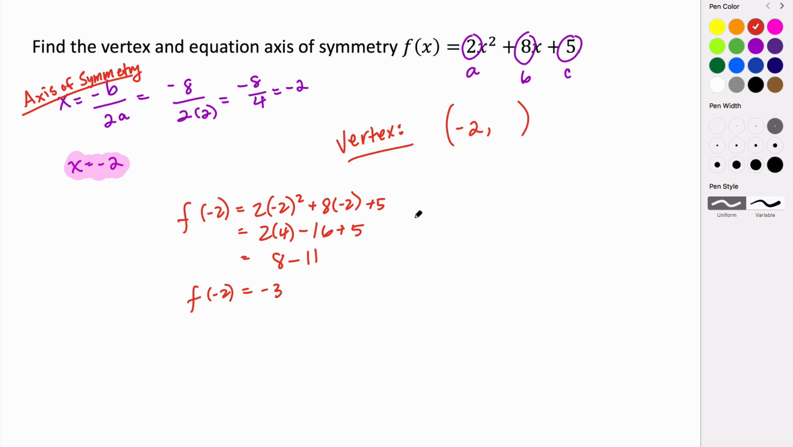So this value gets substituted up here. The vertex of this function lies at negative 2, negative 3. Again, this means the axis of symmetry is the vertical line x equals negative 2. It passes through this point, and it's the point that our function is symmetric about.